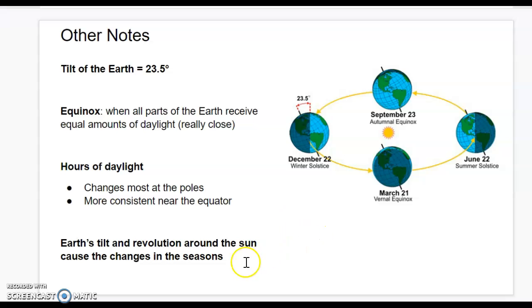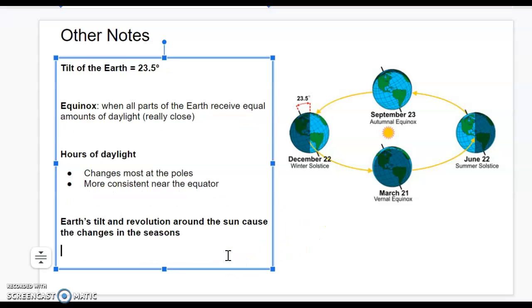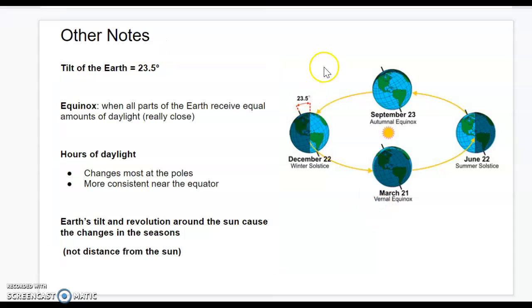It's not distance. And so I'm going to just type this in here. So not distance. Sweet. And so when we get over here, when we are tilted away from the sun, that is when we are going to be experiencing winter. You need to know that. Down here in the southern hemisphere, that's going to be our summer. When we are tilted towards the sun, that's when we have our summer, but the southern hemisphere has their winter because they're tilted away from the sun.